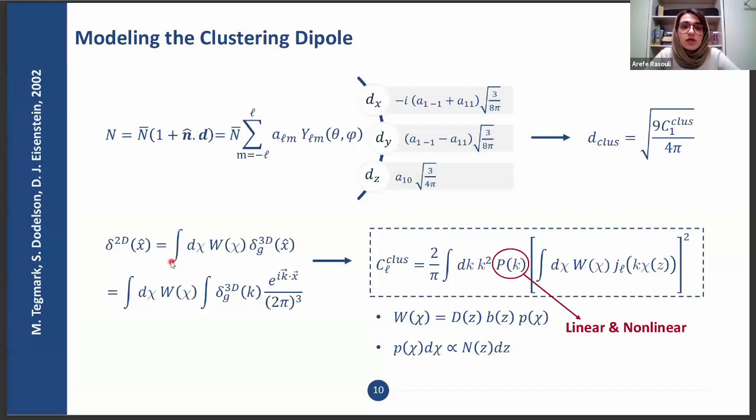In order to find this clustering dipole, we have to expand the number density of sources, which has a dipole in it, in terms of spherical harmonics. And from here, we can find each component of the clustering dipole as a function of the coefficients of our expansion. And from here, we can find the relation between the amplitude of the clustering dipole and the angular clustering power spectrum.